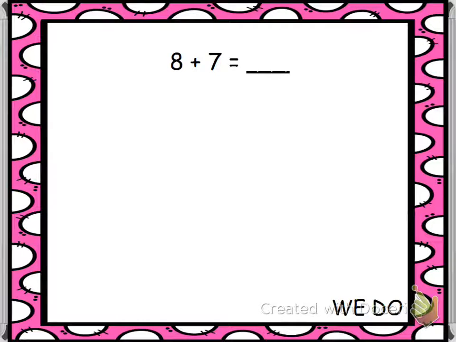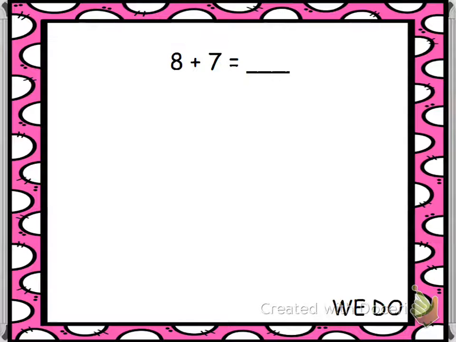Today we're talking about Module 2, Lesson 10. This lesson we're talking about being able to solve problems with addends of 7, 8, and 9. We know that addends means parts. So looking at this, we can see 8 plus 7 equals blank. Well, we have 8 and 7 in here.